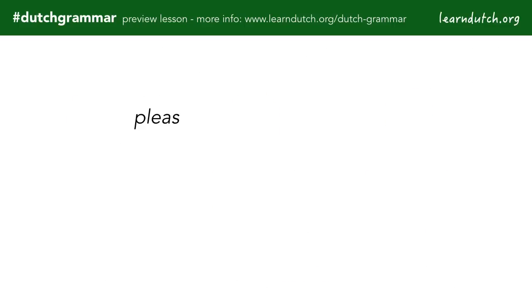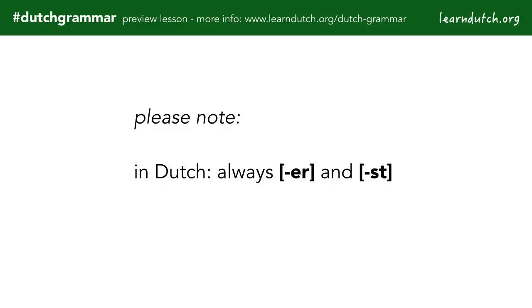Please note, the length of the adjective or adverb has no influence on how the word is modified. In Dutch we always use er and st. So that clearly differs from English, where the number of syllables determines whether er is added or a construction with more and most is used. So just add er and st even when it's a long or difficult word.